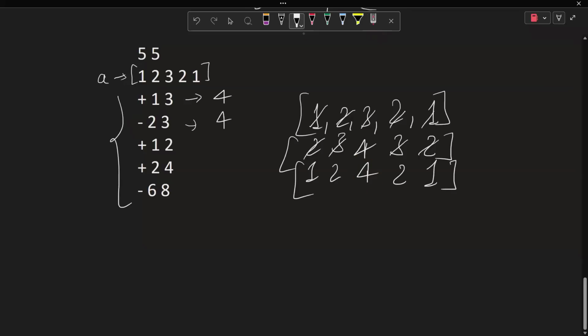In the same way, plus 1, 2: these would be incremented, this would remain the same, this would be incremented. Again, your maximum value is 4, so you would answer 4. Then plus 2, 4.